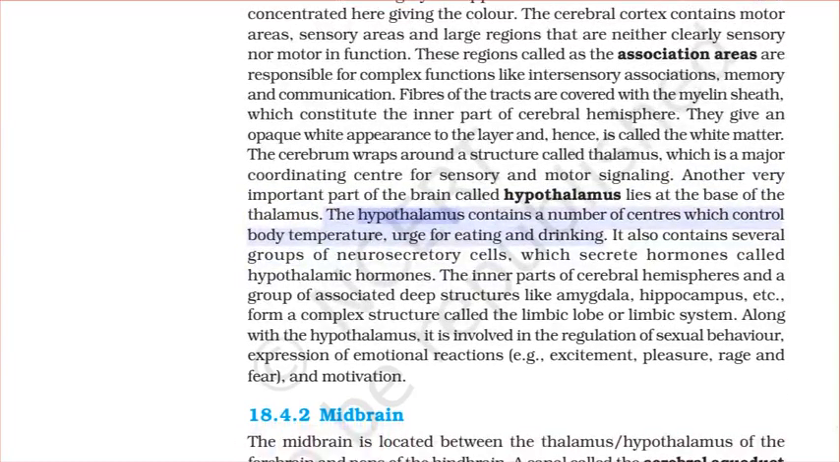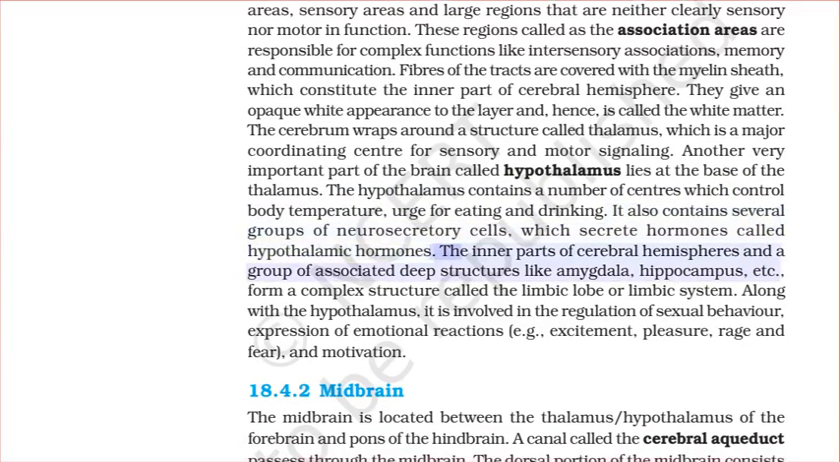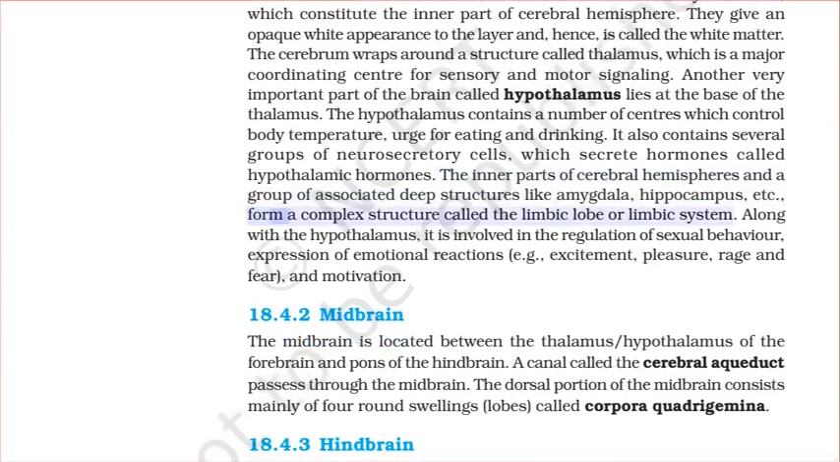The hypothalamus contains a number of centers which control body temperature, urge for eating and drinking. It also contains several groups of neurosecretory cells, which secrete hormones called hypothalamic hormones. The inner parts of cerebral hemispheres and a group of associated deep structures like amygdala, hippocampus, etc., form a complex structure called the limbic lobe or limbic system. Along with the hypothalamus, it is involved in the regulation of sexual behavior, expression of emotional reactions, for example, excitement, pleasure, rage and fear, and motivation.